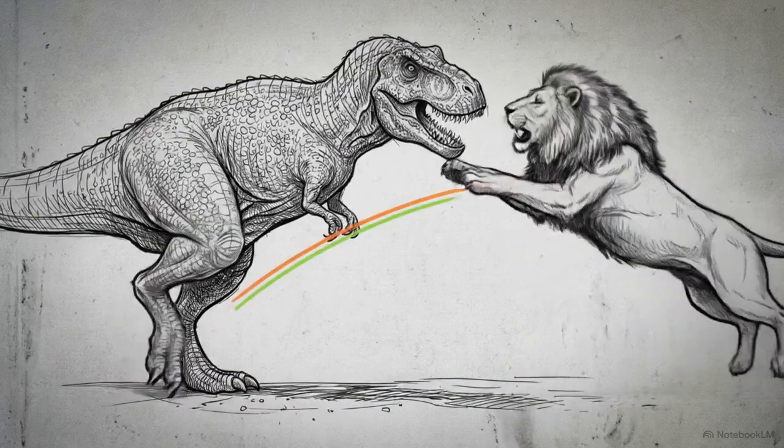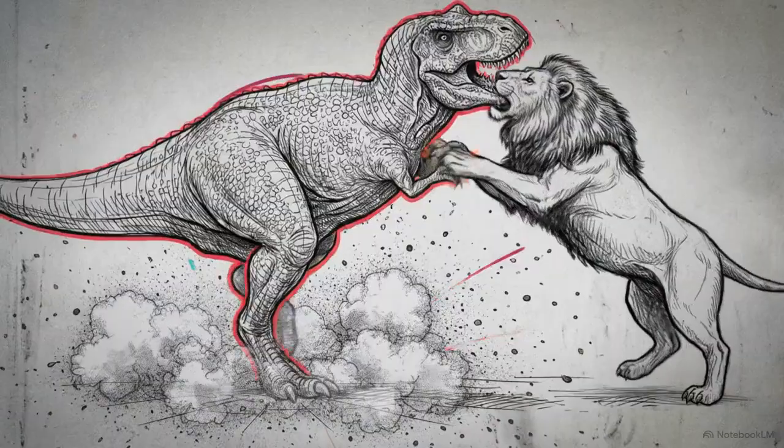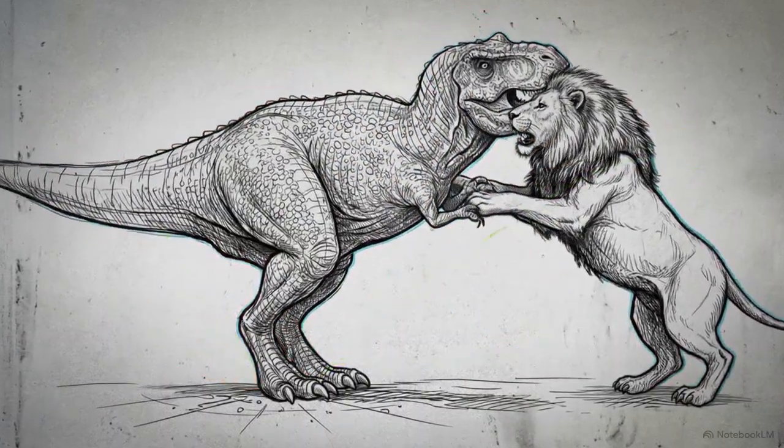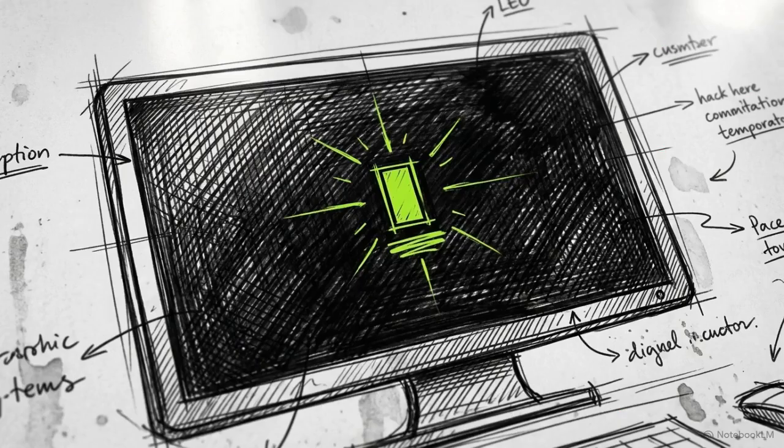A gigantic Tyrannosaurus rex slams into a prehistoric jungle, kicking up dust as a male African lion leaps for its neck in slow motion. Our goal is to build an 8-second visual effects sequence of this exact clash entirely from scratch, using nothing but text commands.